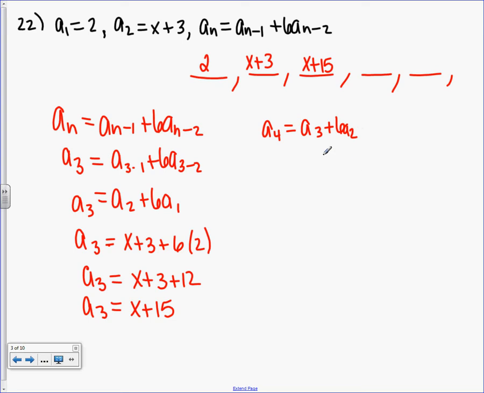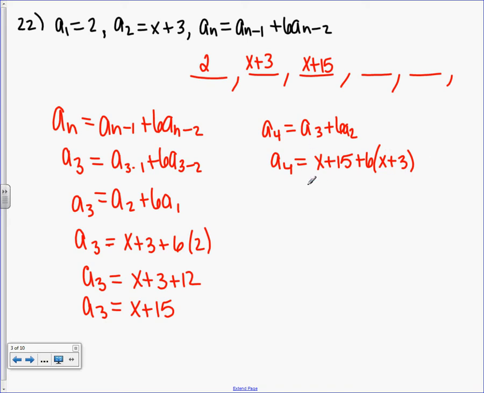A sub 3 plus 6, a sub 2. So what's my third term? What's in the third blank? x plus 15 plus 6, what's in my second blank? x plus 3. Do you see how I'm literally just substituting?